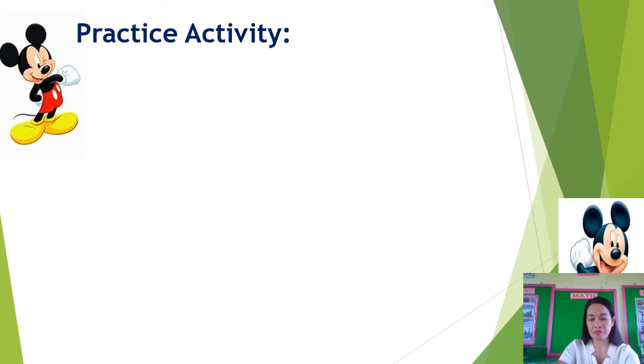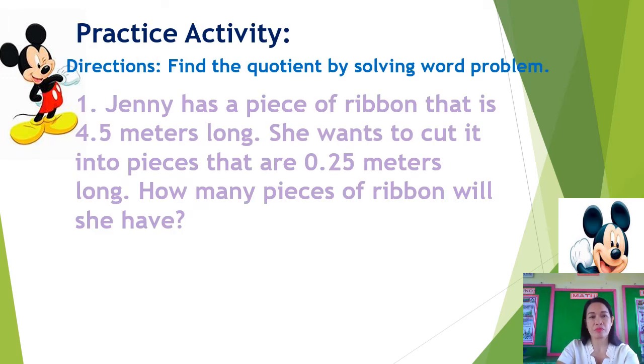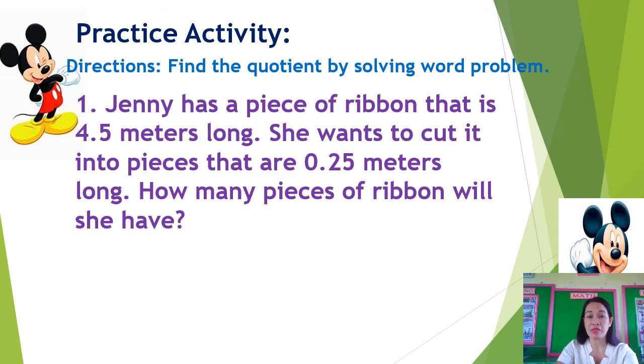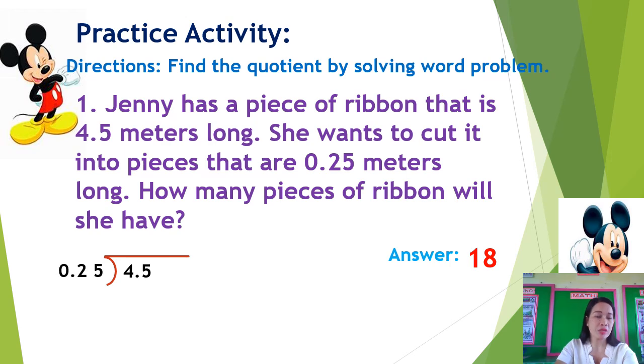I have an activity, a word problem. Jenny has a piece of ribbon that is 4.5 meters long. She wants to cut it into pieces that are 0.25 meters long. How many pieces of ribbon will she have? The answer is 18. So, let's divide to make sure that the answer is correct. 4.5 divided by 0.25. Move 2 decimal places to the right.